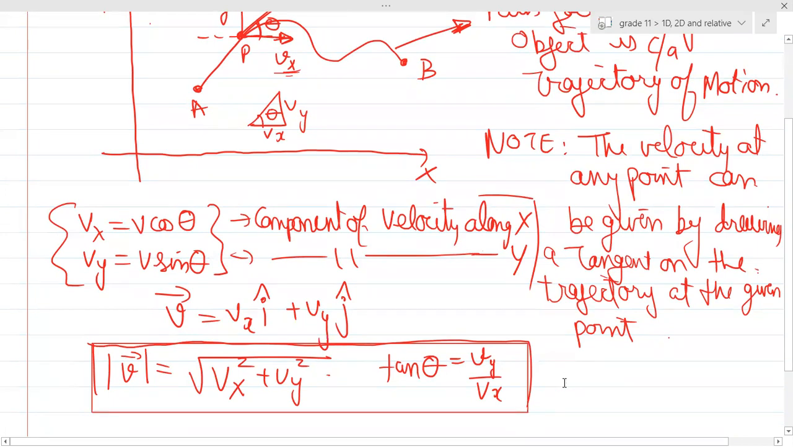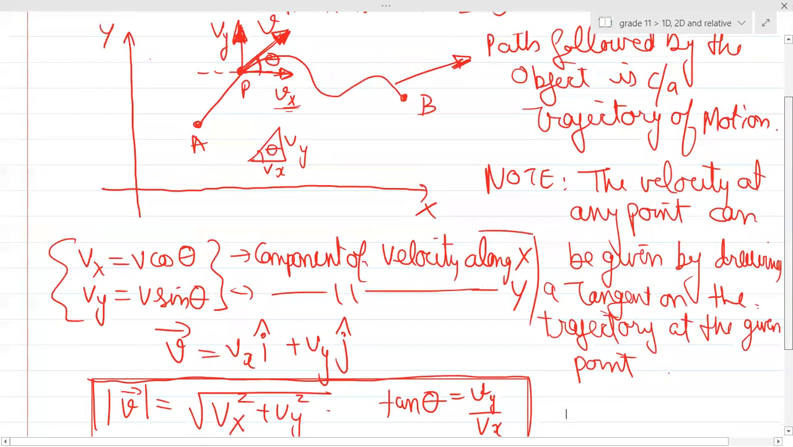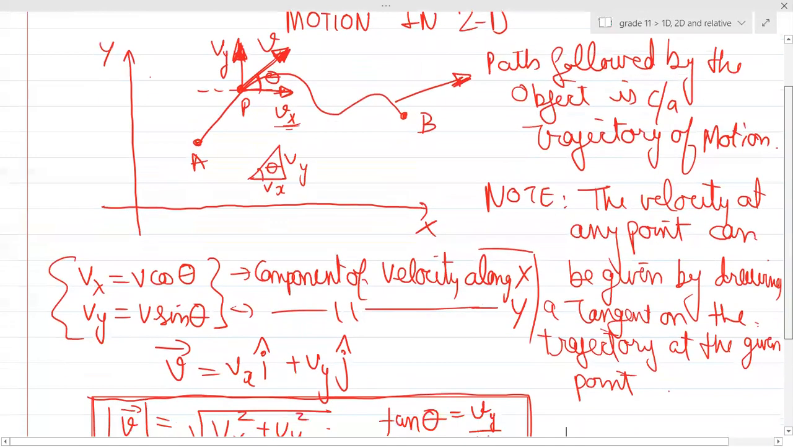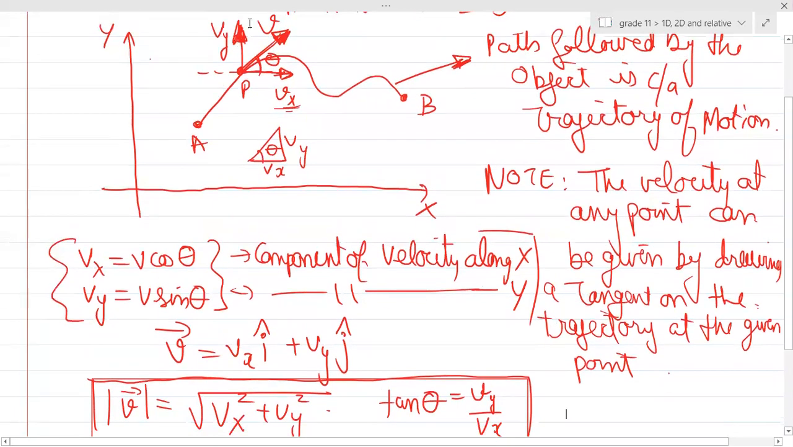What is the value? The magnitude of velocity at this point is basically the speed at the point P. Can you see it is going up and down? So these vectors will change accordingly, and accordingly the speed will change.